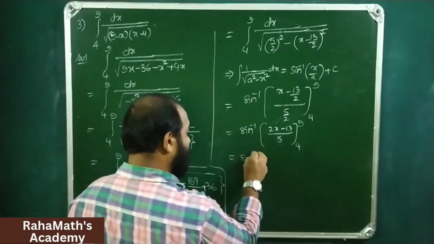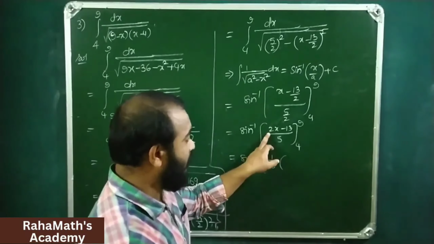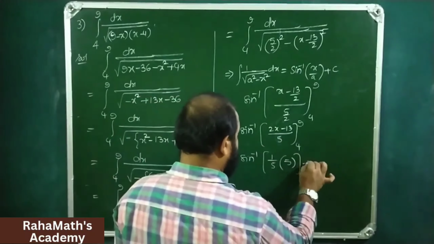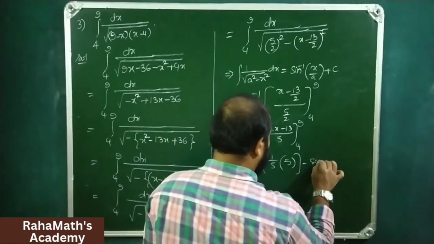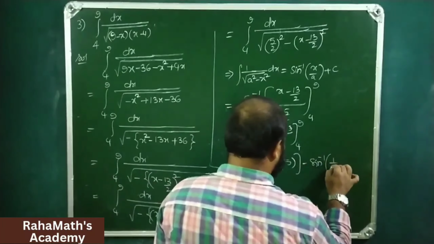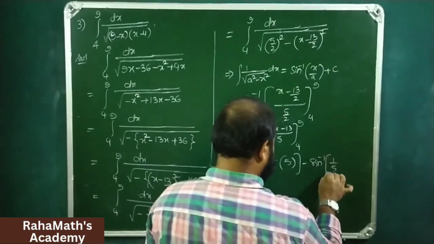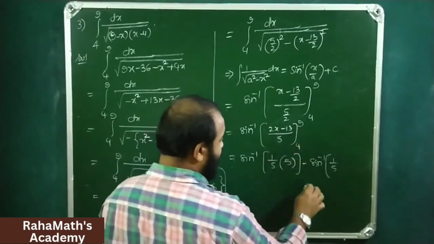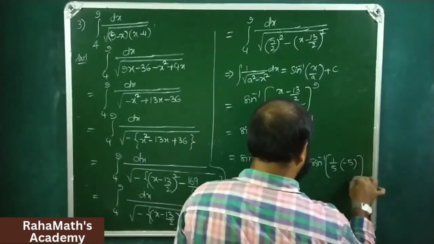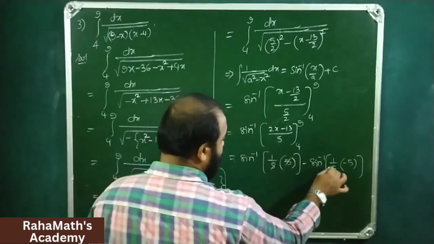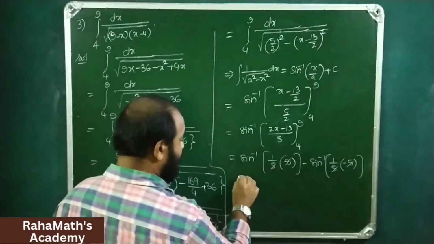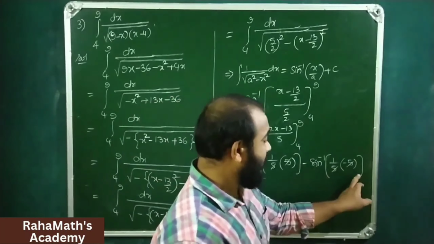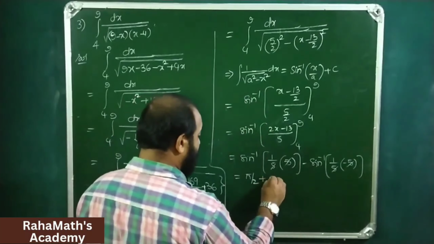Sine inverse of 1 by 5 into, substitute the upper limit, 2 9s are 18 minus 13. So this is 5, minus sine inverse of the lower limit, 1 by 5 into 2 4s are 8 minus 13. So this is minus 5. So 5 gets cancelled, 5 gets cancelled. Sine inverse of 1 is pi by 2, minus sine inverse of minus 1 is minus pi by 2. Minus of minus, plus pi by 2.